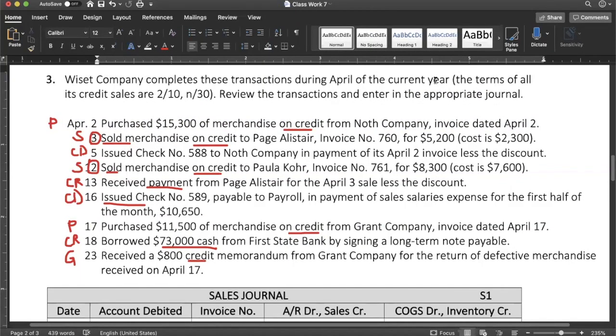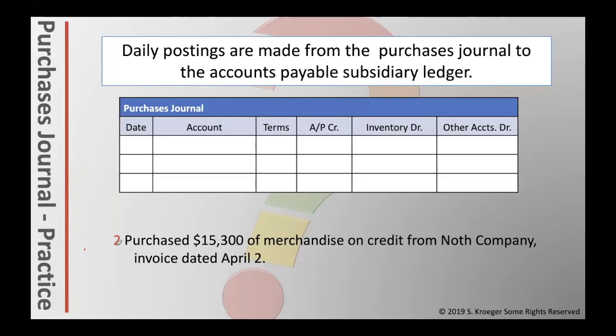Also note that the terms of all its credit sales are 2/10, n/30. We're just going to assume it means credit sales and purchases, that there's a 2% discount if we pay in 10 days. Otherwise, there's no discount. The net amount would be due in 30 days. The first entry we have is April 2nd. Purchase $15,300 worth of merchandise on credit from Knopf Company.